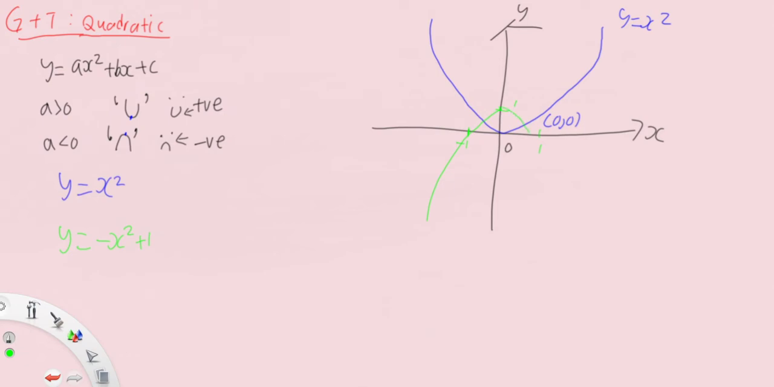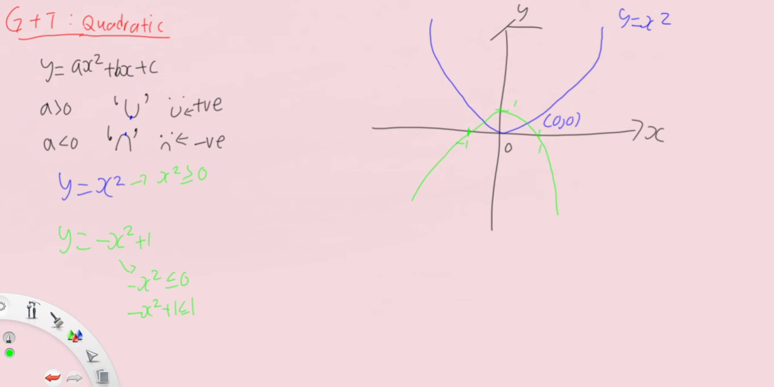Let me try to draw it smoothly. The turning point is going to be at (0, 1), because x squared cannot be less than 0. So x squared is bigger than or equal to 0. Therefore, minus x squared is less than or equal to 0. Then if you add 1, it will be less than or equal to 1. And again, it's an N-shaped graph because your coefficient of x squared is minus 1.